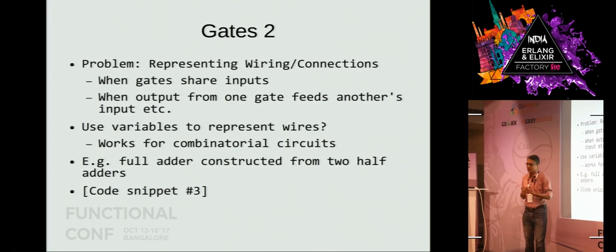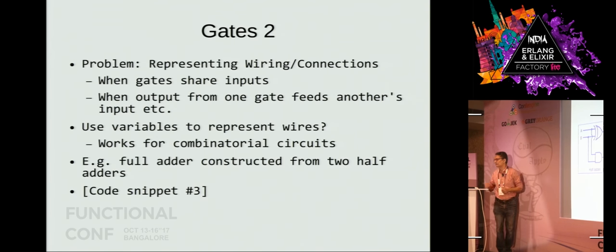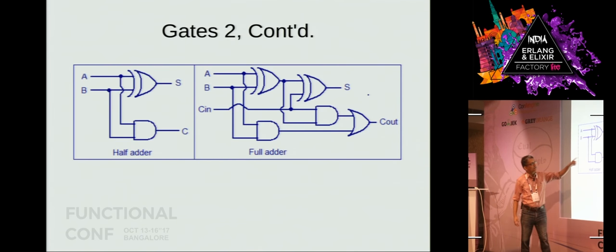Now comes the crux, or rather, we get into more interesting territory. I have a combinatorial circuit. How do I represent connections? If the circuit is simple enough, I can compose functions like I did with a NAND gate. But as the circuit becomes more complex, I am obliged to have connections, these wires that lead to one part of the circuit. Let's look at another one. This is a half adder and that's a full adder. You can see the individual gates.